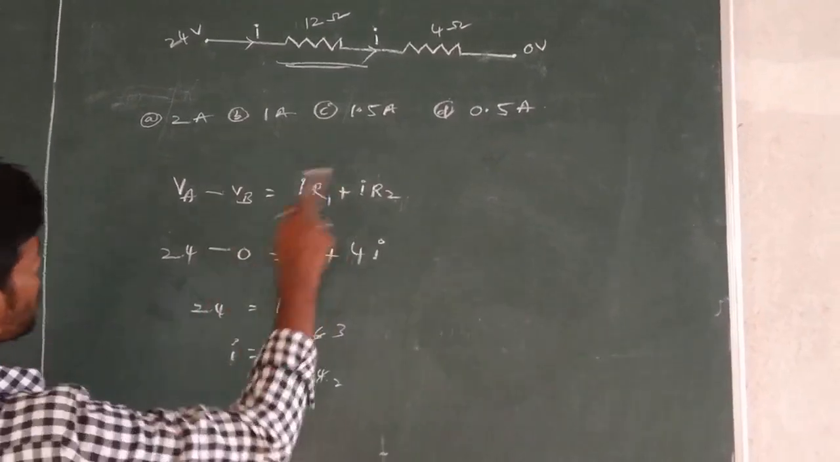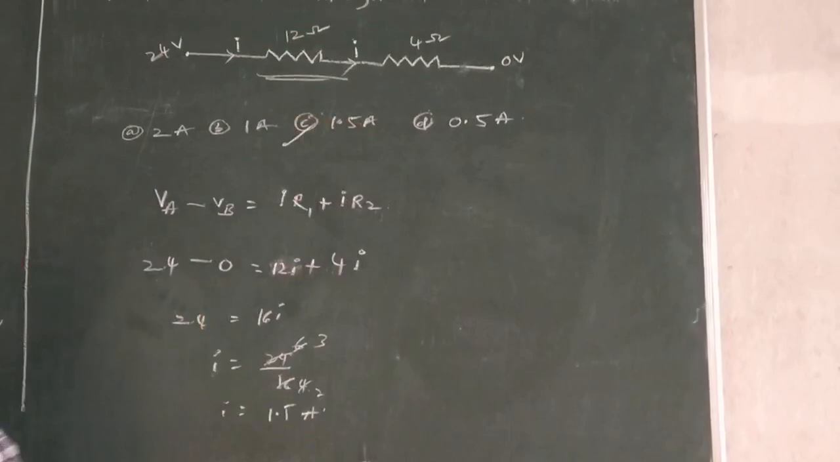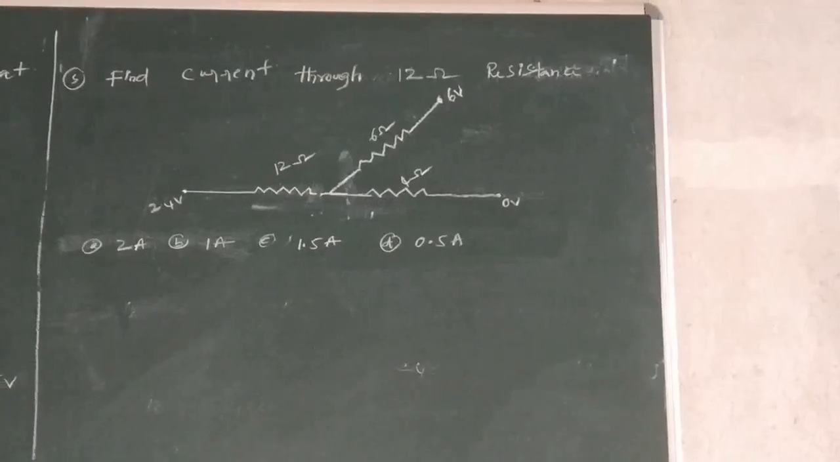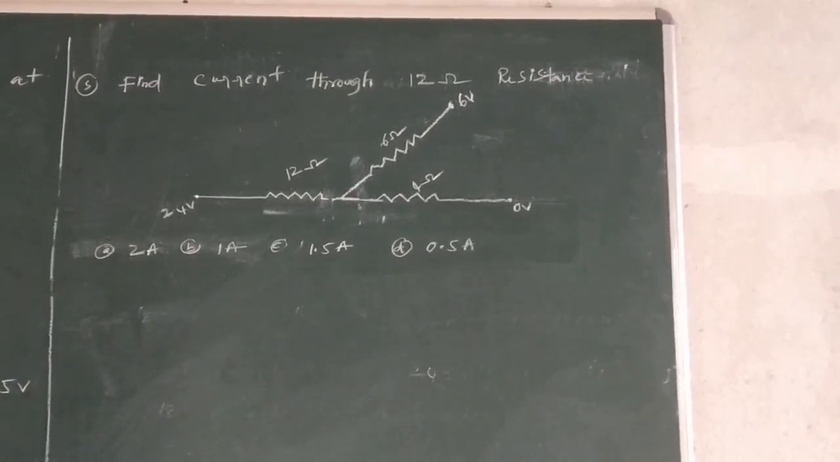So 3 by 2 represents 1.5 amperes. So this is the correct answer. Next question: find the current through the 12 ohms resistance.